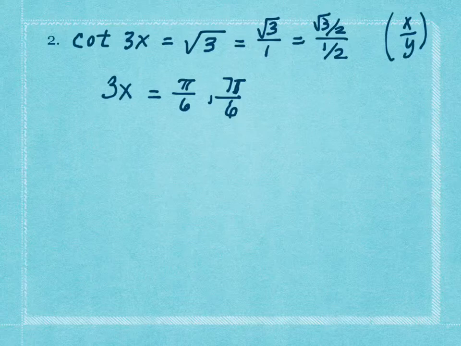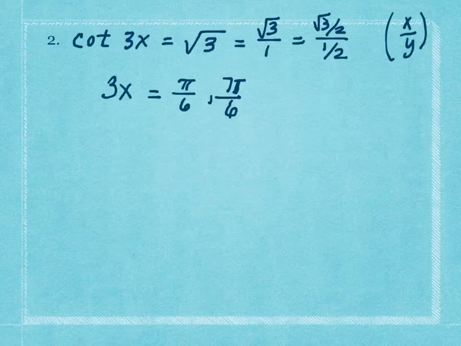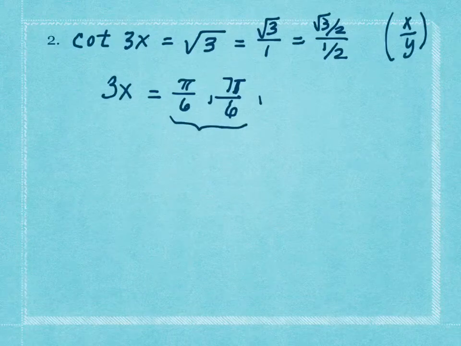But what happens when I divide some number by 3? What happens to that number? Does it get bigger or smaller? It gets smaller. When I divide by 3, something gets smaller, right? So this pi over 6 and the 7 pi over 6, they get smaller when I divide this by 3, because I'm going to be having to solve for x here in a minute. But the whole goal is to find all of the values on the unit circle. So bear with me a moment while I do this, and you'll see why in a minute.